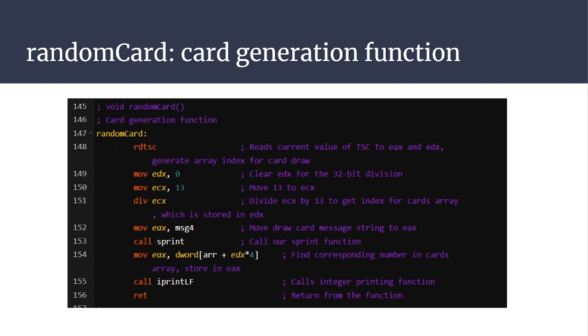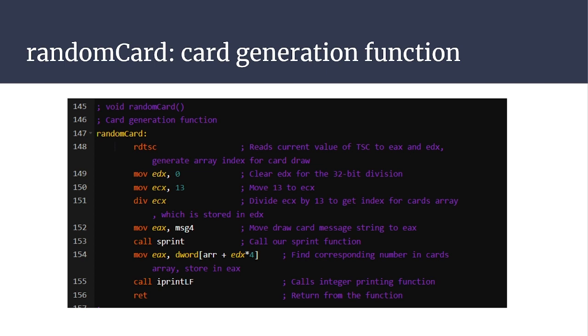Next, we use the index stored in EDX to get a card value from the array. The word specifies a 32-bit, 4-byte integer, which is what is in our array. R plus EDX times 4 finds the memory address of the value corresponding to the index, as each integer in the array is 4 bytes, and it stores the value in EAX.